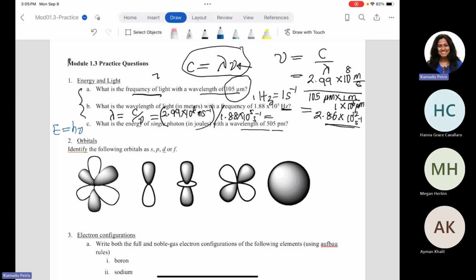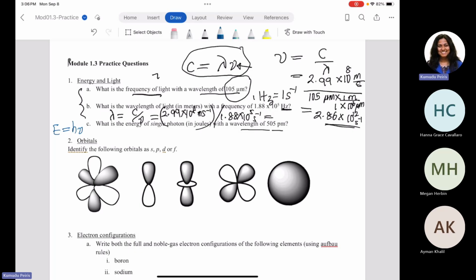All these equations will be given as a separate printed sheet. The periodic table will be given as a separate printed sheet, and you will also be given some blank paper for your scratch work. So you all need to bring a pen or pencil and your calculator for the exam.